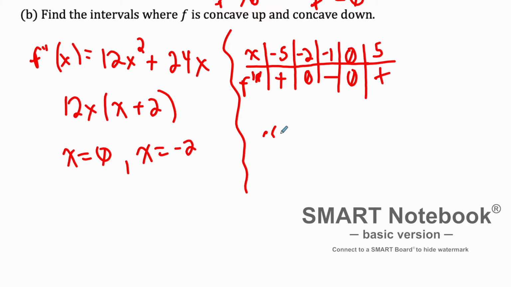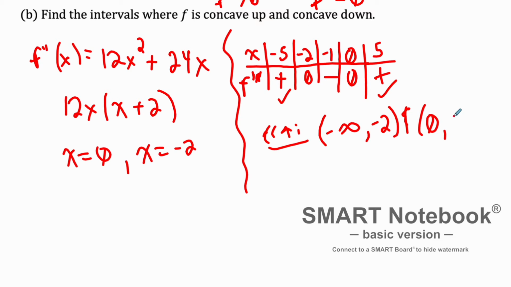So to find out where this is concave up, it's wherever this is positive. So it's positive here and here. So write the intervals. This is negative infinity up to negative 2. And it's 0 to infinity. All right, that is everywhere that it is concave up. That's everywhere the second derivative is positive. And it's concave down wherever the second derivative is negative. So that would be negative 2 to 0. All right, so there's your number 1.